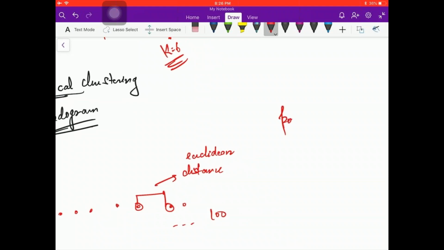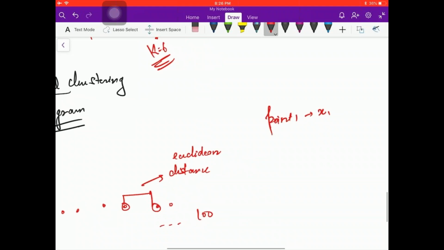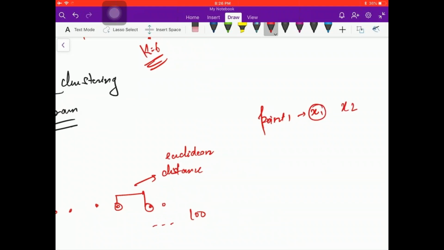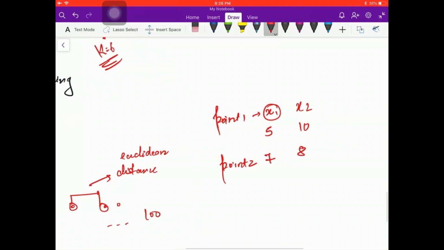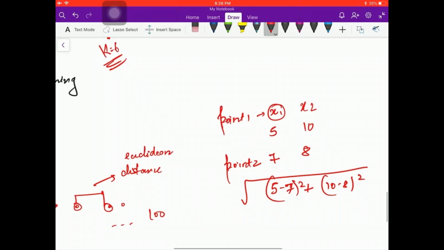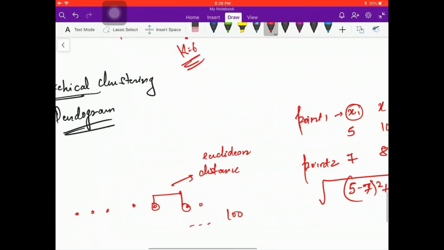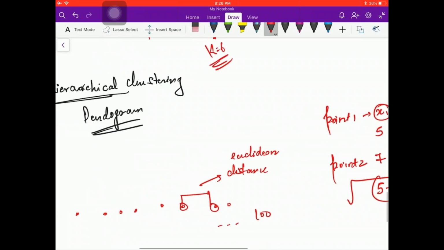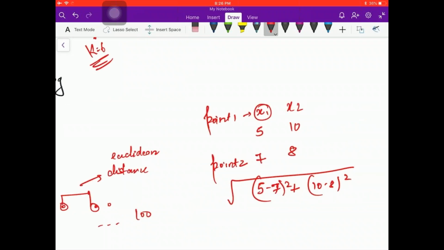So for example, your point one, x1 and x2 are the features or the predictors. So x1 is 5 and x2 is 10, and in point 2, x1 is 7 and x2 is 8. So what is the Euclidean distance between these? This is the square root of (5 minus 7) whole square plus (10 minus 8) whole square. This is the Euclidean distance. A very simple coordinate geometry type of distance.